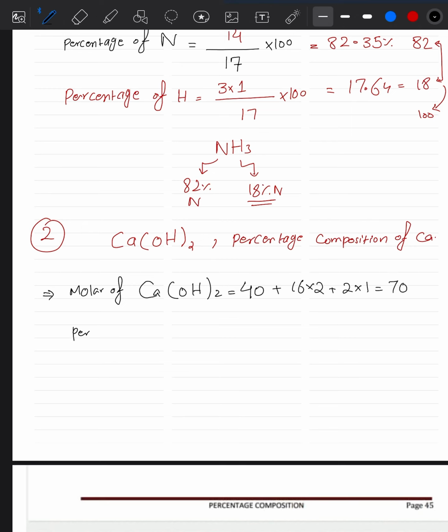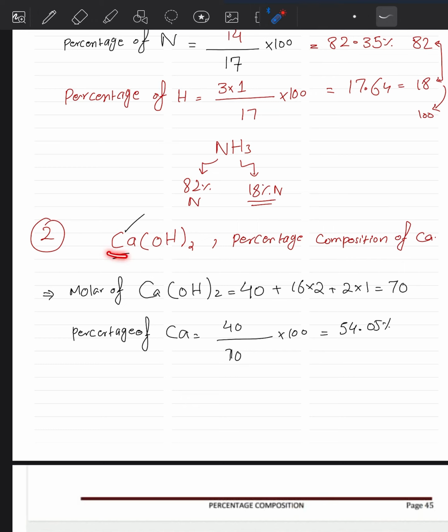If I want to find the percentage of calcium, the atomic mass of calcium is 40, and the total mass is 70. Multiply by 100. If we divide 40 by 70 and multiply by 100, we get 54.05%. So in simple words, in calcium hydroxide we have 54% calcium, and the remaining percentage is oxygen and hydrogen.